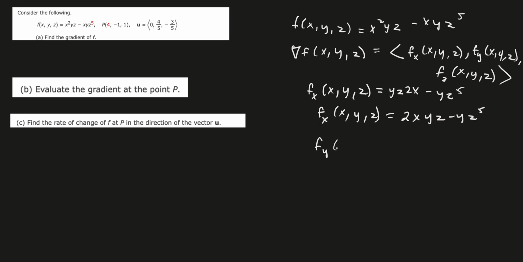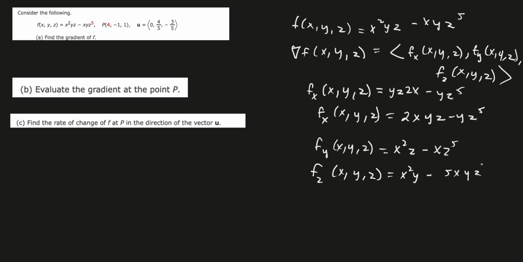The partial derivative with respect to y of our function is treating x and z as constants. So we have x squared z minus xz to the fifth. And then the partial derivative with respect to z is treating y and x as constants, so it's x squared y minus 5xyz to the fourth.